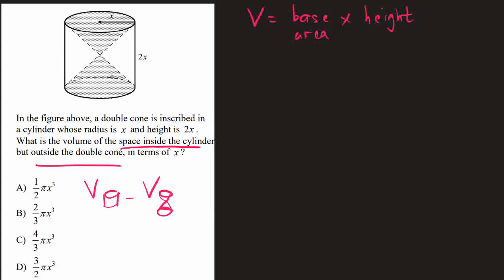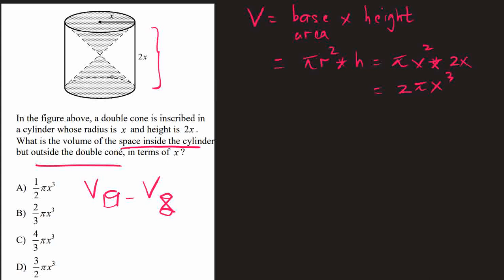So first of all, we have to count the volume of the cylinder, which is base area times height. Now the area is a circle, so it's pi r squared times height, and in this case it's pi, the radius is x here, x squared, times the height 2x. So we have 2 pi x cubed.